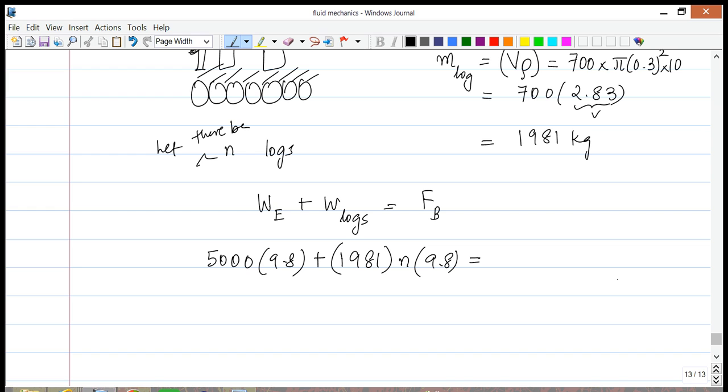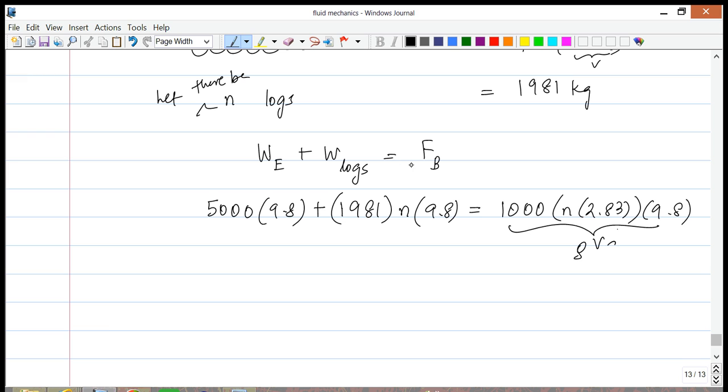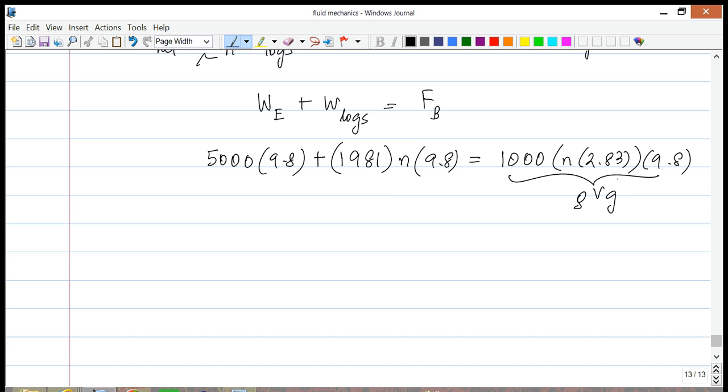Now all this is going to be equal to the buoyant force on all the logs. We're saying that all the logs are completely submerged in water, so the entire volume is submerged, and the buoyant force due to all the logs will be equal to the density of the liquid, which is 1000, times the volume of all the logs. So it will be n multiplied by 2.83 times 9.8. So rho V g, where rho is the density of the liquid, V is the volume, and g is 9.8. Once again, we can get rid of all the 9.8s, and I have 5,000 plus 1981 times n is equal to 2830 times n.